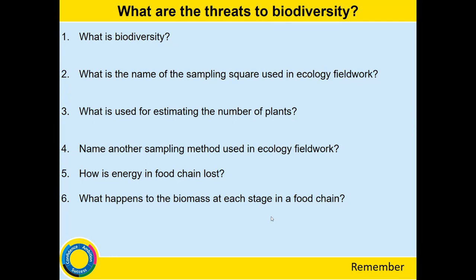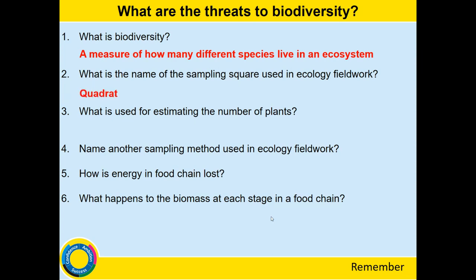What is biodiversity? Biodiversity is a measure of the different species that live in an ecosystem. What is the name of the sampling square used in ecology fieldwork? The sampling square specifically is called the quadrat and it has an area of roughly about 0.25 meters squared. What is used for estimating the number of plants? Of course, if we're talking about ecology, again, it's a quadrat that is used to estimate the number of plants.